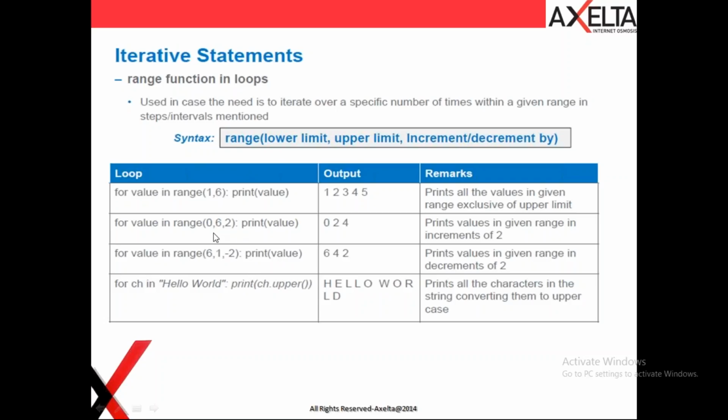See here, one more example we have. 0, 6, 2 means what? The lower limit is 0, the upper limit is 6, and I want to increment by 2. Understood, no? Initially 0, plus 2, means 2 will come. For that 2, again if you add 2, then we get 4. So like that, you can increment the things as well as decrement the things also.